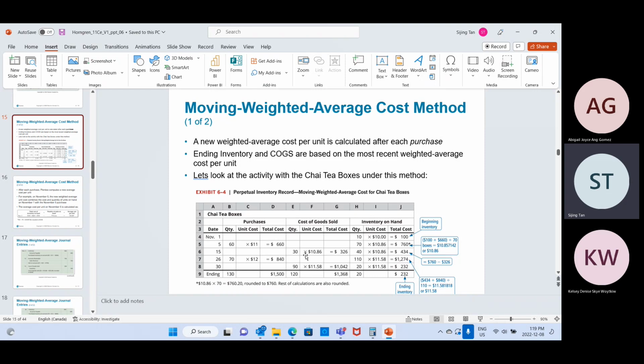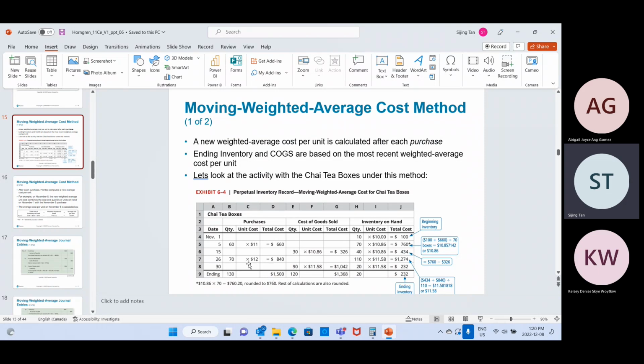We sell 30 boxes. We use 30 times this average cost, which equals 326. How much do we have left in our box? We have 40 boxes left. We still use that weighted average cost of $10.86, which equals 434. Okay, so that is our inventory on hand after the first sale.